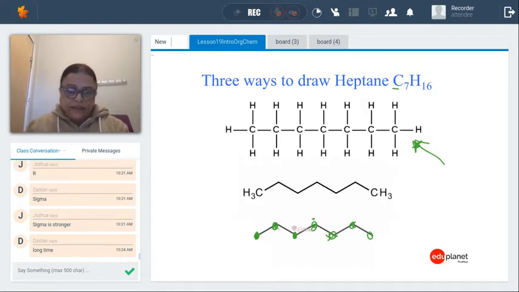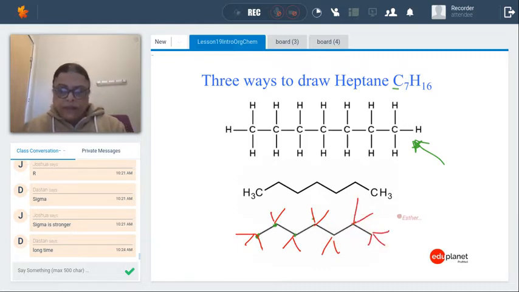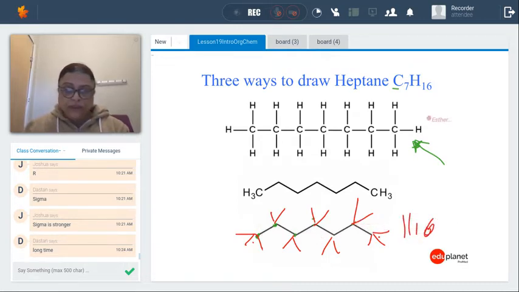And since these are all single bonds, you can draw the conclusion how many hydrogens you have. The terminal ones here will have 1, 2, 3 hydrogens. Here we will have 2, here 2, here 2, here 2, here 2, and here 3. Do the math: 3 plus 3 is 6, 6 plus 10, 16 hydrogens. This is much easier to draw than the full structure. Do you agree?